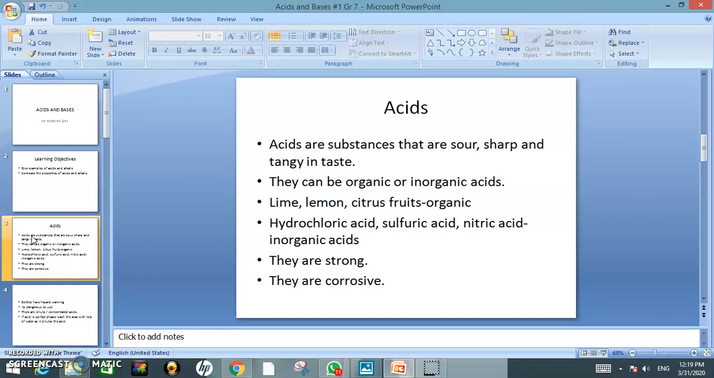And whenever you've gone to the lab, I'm sure all your teachers must have told you, be very careful with acids. So acids, the word actually brings in some amount of fear in us, that we immediately become very conscious that we must handle them very carefully. So here I will be speaking about a few of the properties of acids. Let's begin. Acids are substances that are sour, they are sharp and tangy in taste.